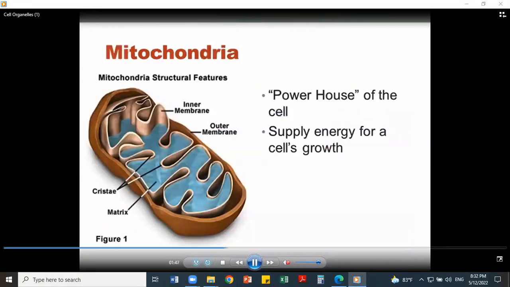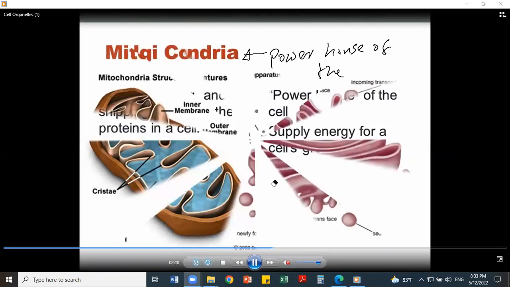Mitochondria. Actually, mitochondria is the powerhouse of the cell. What is mitochondria? Powerhouse of the cell. This is the site where the energy is produced in the cell. So it's a double membrane organelle. It supplies energy.